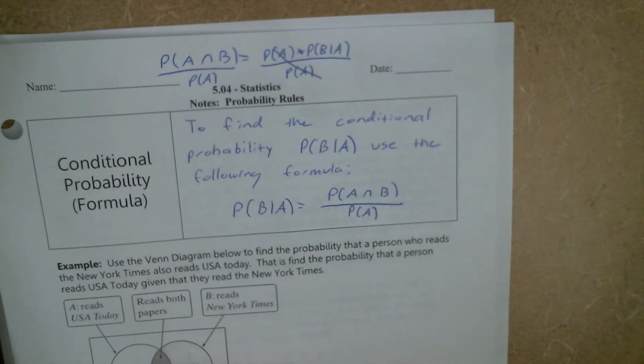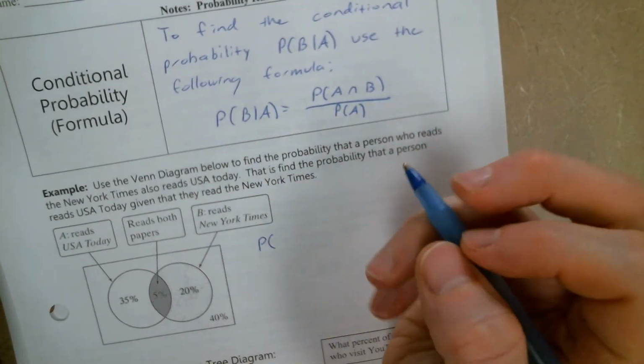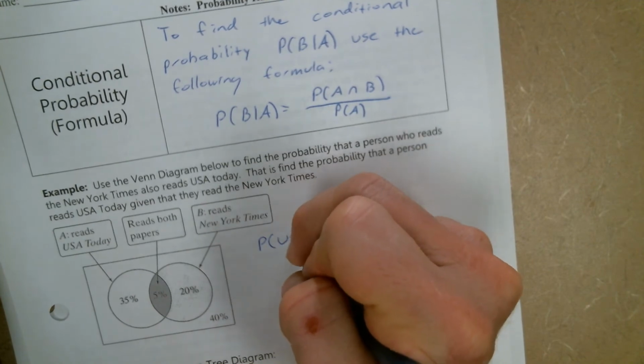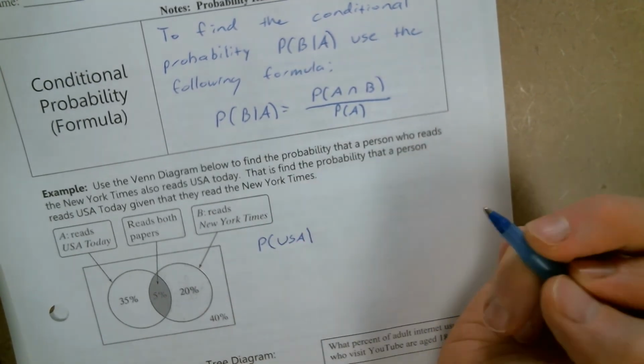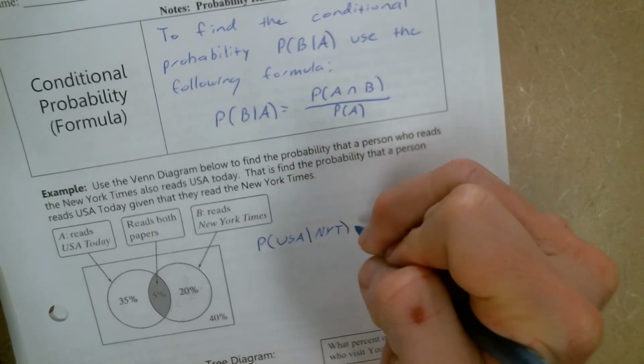All right, so it says, use the Venn diagram below to find the probability that a person who reads the New York Times also reads USA Today. That is, find the probability that a person reads USA Today given that they read the New York Times. So the probability of reading USA Today given that you read the New York Times.